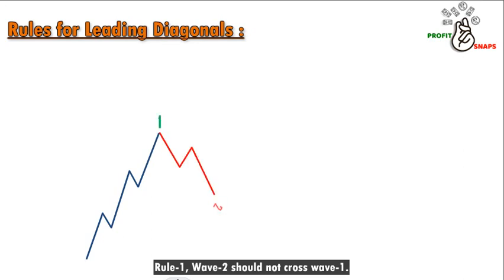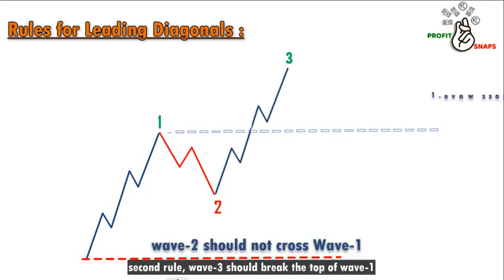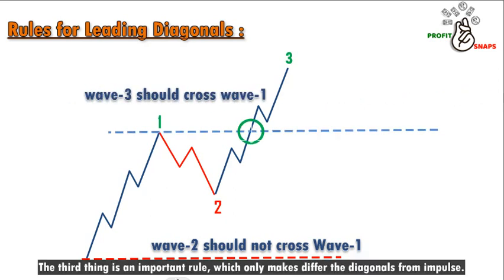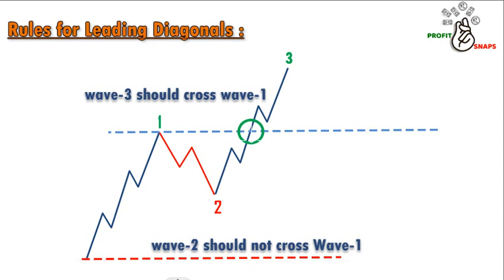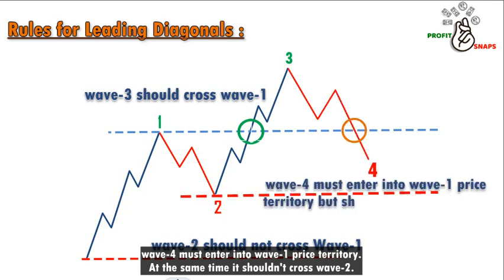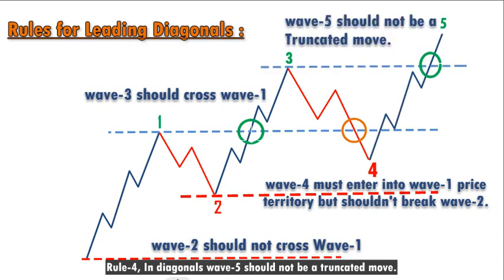Rules for leading diagonals. Rule 1: wave 2 should not cross wave 1. Second rule: wave 3 should break the top of wave 1. The third thing is an important rule, which is what makes diagonals differ from impulse: wave 4 must enter into wave 1 price territory. At the same time, it shouldn't cross wave 2. Rule 4: in diagonals, wave 5 should not be a truncated move.